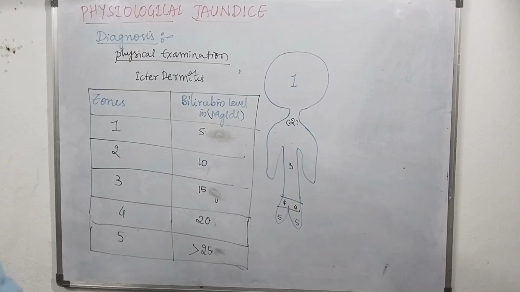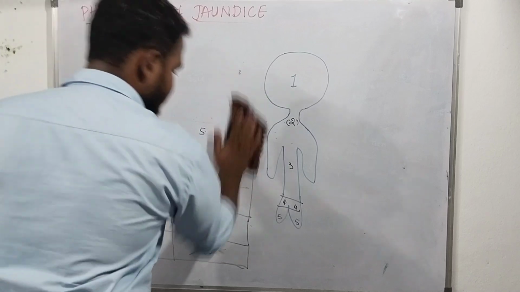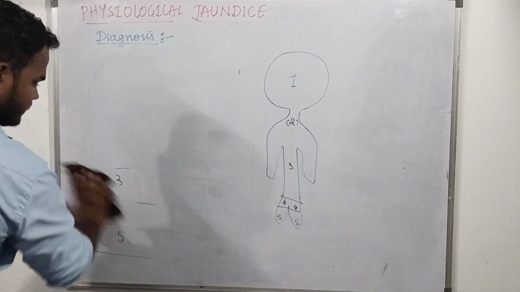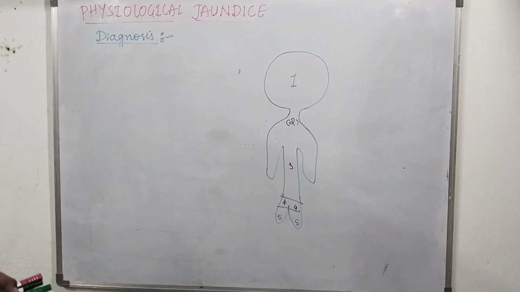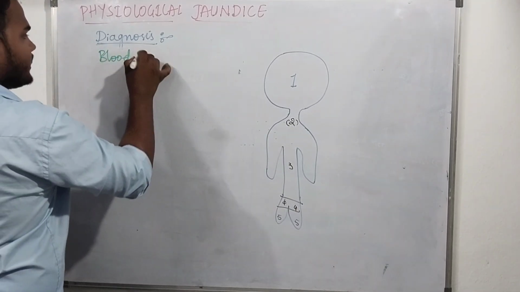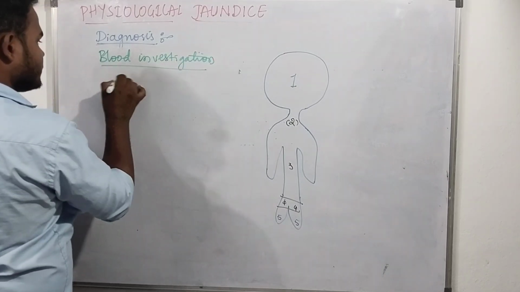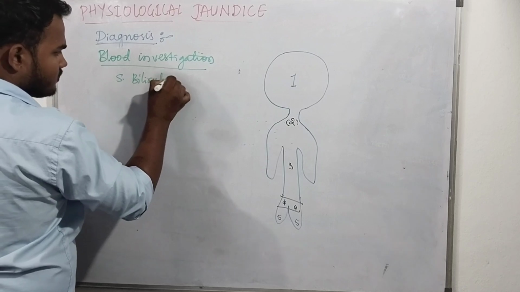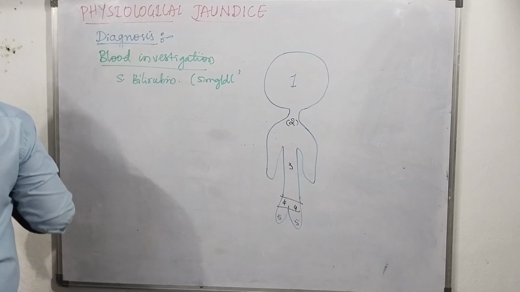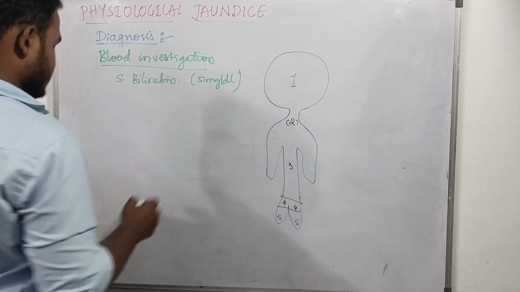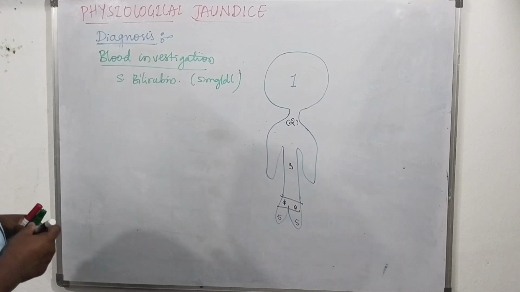Now the second diagnostic evaluation is blood investigation. In blood investigation, we see serum bilirubin. Serum bilirubin may be more than 5 mg per dl. Now this is the second test. This is our diagnostic evaluation.